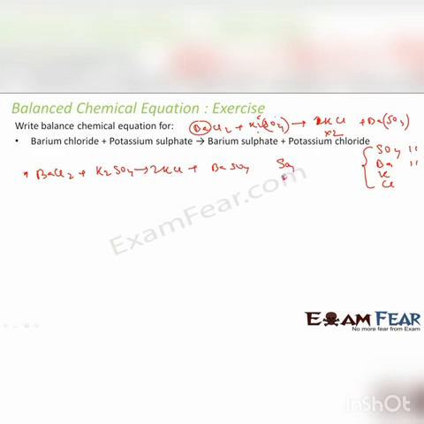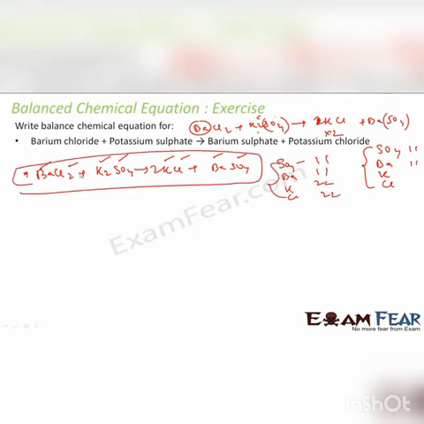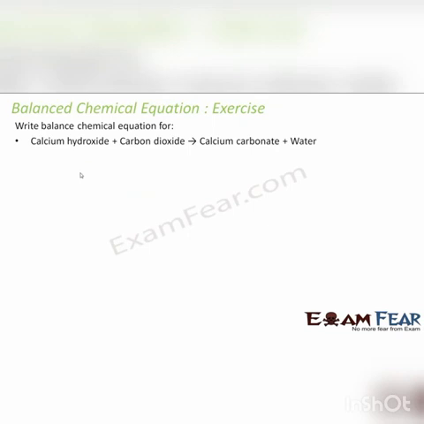Now let's see the equation. Sulfate part we have 1 here, 1 here, balanced. Barium part we have 1 here, 1 here, balanced. Potassium we have 2 here, 2 here, balanced. Chlorine part we have 2 here and 2 here, balanced. So it is a balanced equation, and that is my answer.